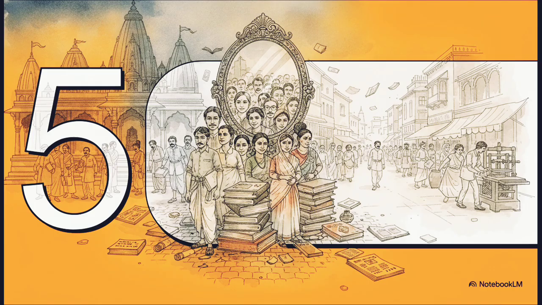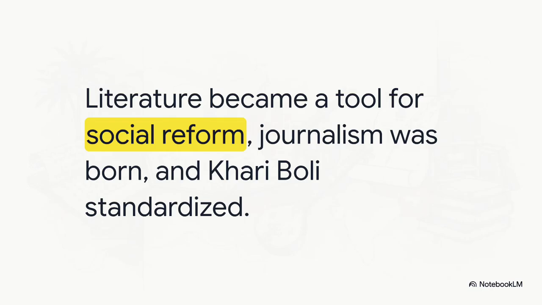Section 5. The Modern Literary Awakening. The Mirror of Society. As the centuries rolled on and a British Empire took hold, literature essentially left the royal courts and hit the streets. Sparked by the 1857 revolution and the advent of the printing press, the Bharatendu and Dwivedi eras transformed literature into an active weapon for freedom and social change.